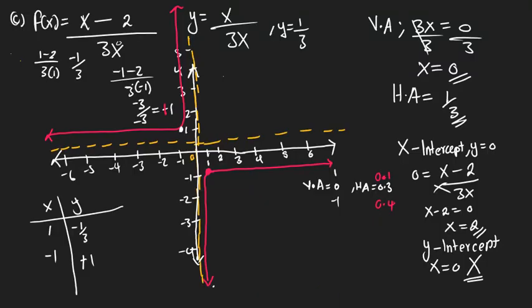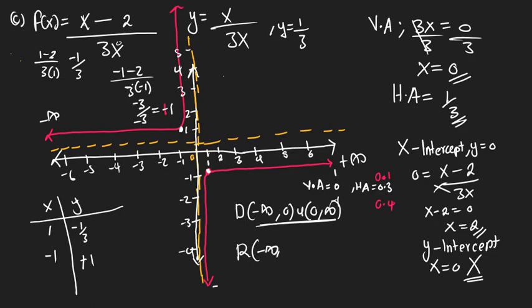So this is going to be your domain, negative infinity to positive infinity. So you said the domain is going to come up from negative infinity to which point? Zero. Union, 0 to positive infinity. Range, negative infinity to 1 over 3, union 1 over 3 to positive infinity.